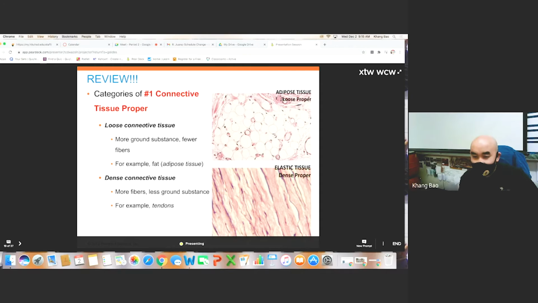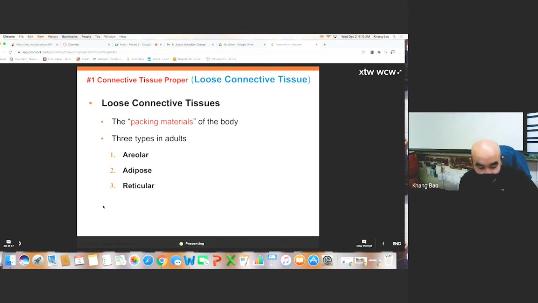And again, these are the cells that come together to make up your connective tissue. Connective tissue proper is made of two types, loose and dense. And they are still part of the connective tissue proper, the first category, all right? Loose connective tissue, again, an example would be fat, right? Their job is to pack the body pretty much, to give the body cushion. And that's why they're loose, because they can move around. And the three types are areolar, adipose, and reticular in adults.